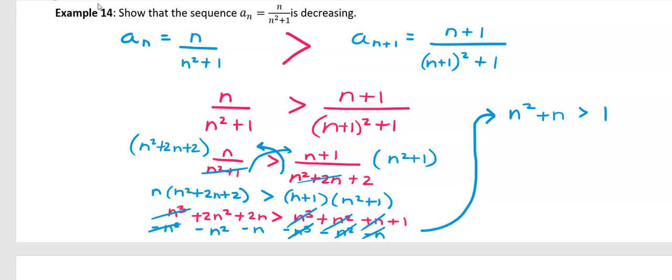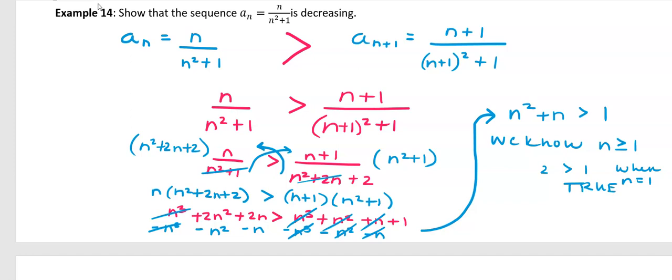Now remember, our n values for a sequence, we know that n must be greater than or equal to 1. And because of that being true, even if we're at our lowest value of 1, 1 squared is 1, plus 1 would be 2. So would 2 be greater than 1? And this is when we're at our lowest value of n equals 1. And we know that yes, that is true.